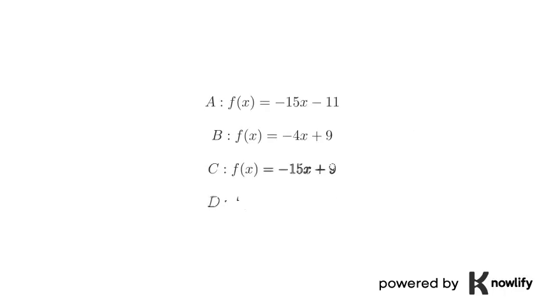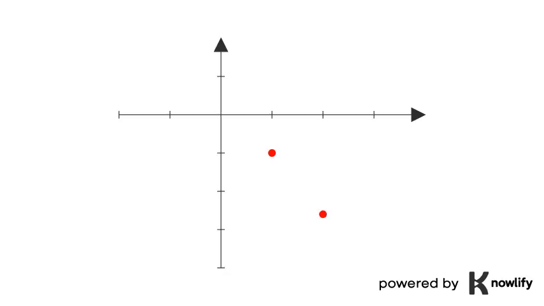Here are our options: A, B, C, and D, each a potential definition for our function f. To find the right one, we need some clues. Let's visualize the problem. Imagine we have a graph with specific points that the function must pass through.